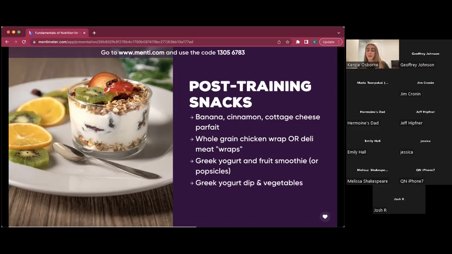You could also have Greek yogurt dip with some starchy vegetables. So for your vegetables here, you'd want ones that are higher in carbohydrates, things like sweet potatoes, corn, beets, green peas, parsnips, all that good stuff.